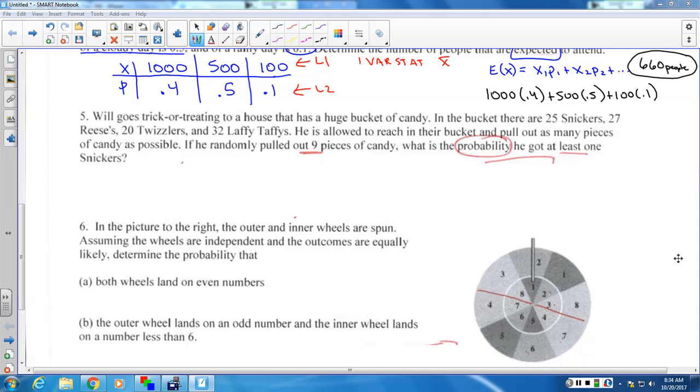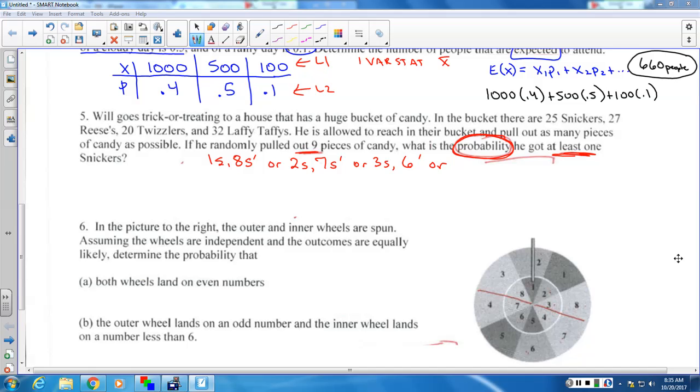So if we think about what we would want to happen, out of these 9 pieces of candy, we want at least, and it's saying probability, that's a big key word there. We want at least 1 Snickers. That means we could have 1 Snickers, but that means we got 8 that were not Snickers. Or we could have 2 Snickers, but that means we got 7 that were not Snickers. Or we could have 3 Snickers, but that means we had 6 that are not Snickers. Or we could have got 4 Snickers, 5, 6, 7. That's too many. I'm going to work backwards.